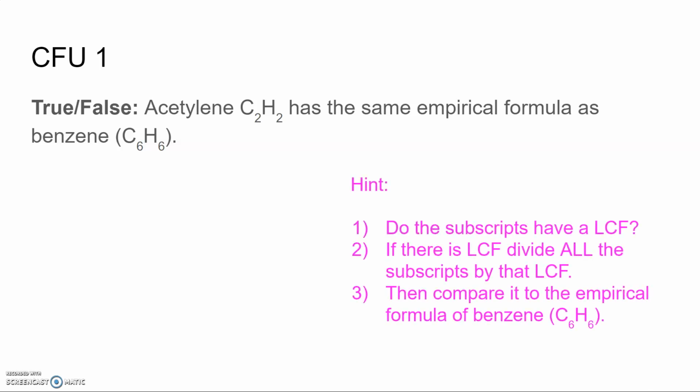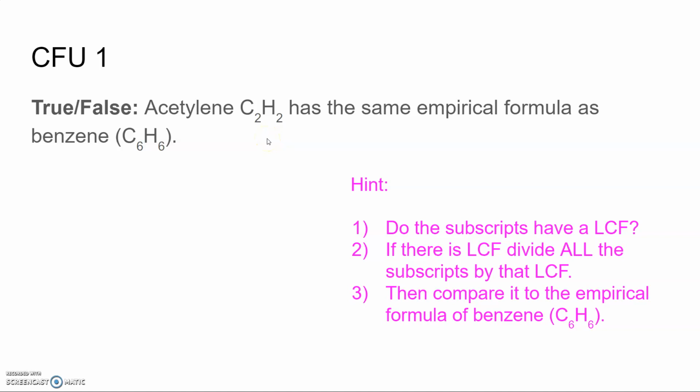So if you need a hint, what you want to do to answer this question is determine the empirical formulas for acetylene, C2H2, and benzene, C6H6. Now, we've already determined the empirical formula for benzene in the previous slides. And remember, the way that you do that is you find the least common factor that you can use to basically simplify the subscripts. Can you simplify these numbers like you would do in algebra?